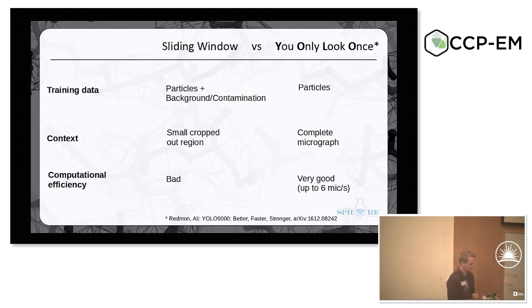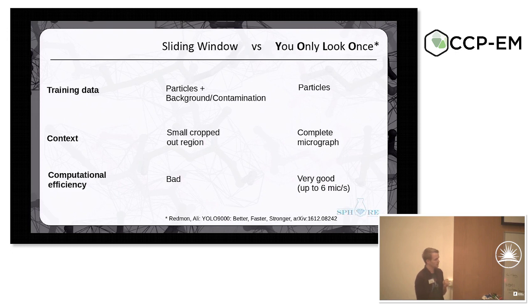This approach has some advantages. For the normal sliding window approach, you typically have to label particles and contaminations and background. For the YOLO approach, you only need to label your particles, not the background. So no negative examples basically need to be labeled manually. The context is much bigger because in the sliding window approach, the classifier only sees a small cropped out region. And the YOLO approach always sees the complete micrograph.